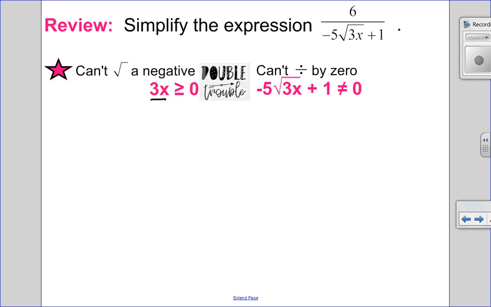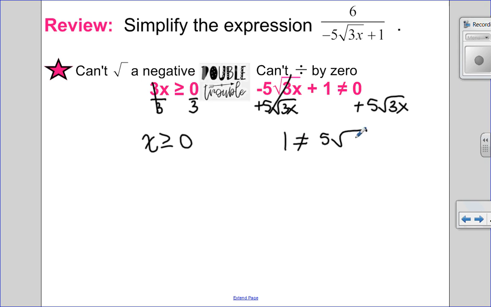So let's look at this first one. I'll divide both sides by 3, and I get x greater than or equal to 0. Well, that was easy. The other one, a little bit more complicated. So I have negative 5 root 3x plus 1 can't equal 0. So I am going to add 5 root 3x to both sides. I always like the term with my variable to be positive. So that's gone. So I have 1 can't equal 5 root 3x. So to get the x by itself, I will divide both sides by 5. So I get 1/5 can't equal root 3x.